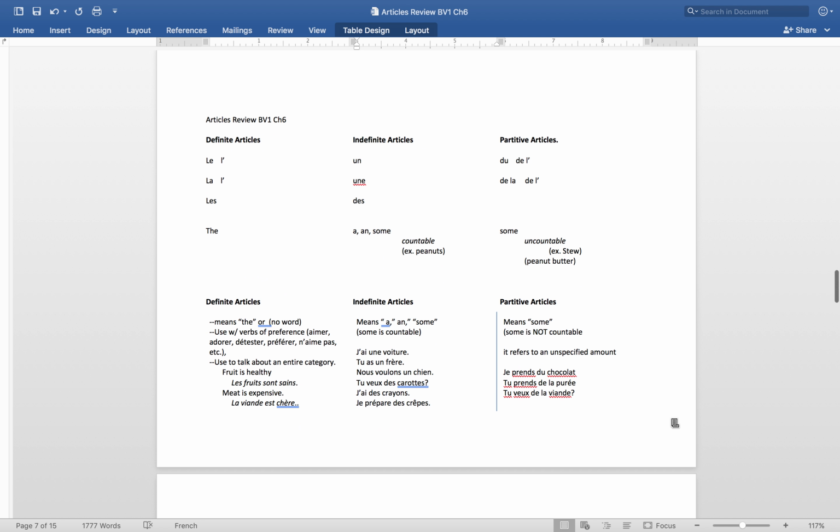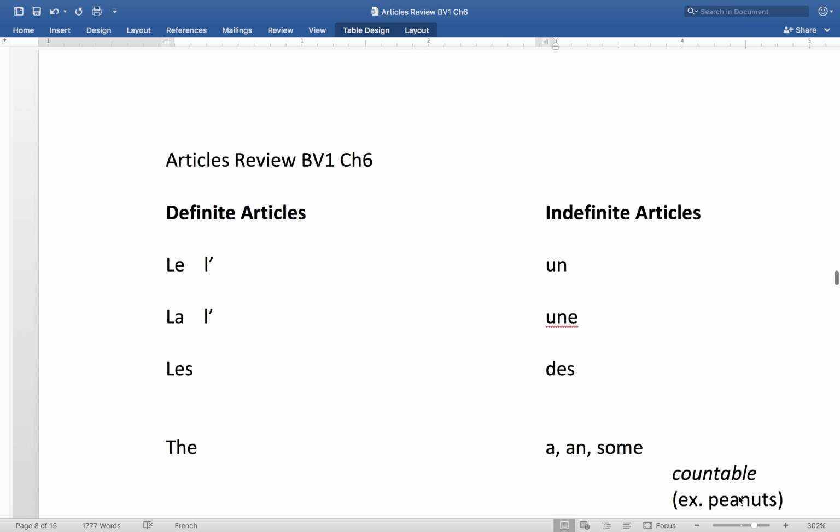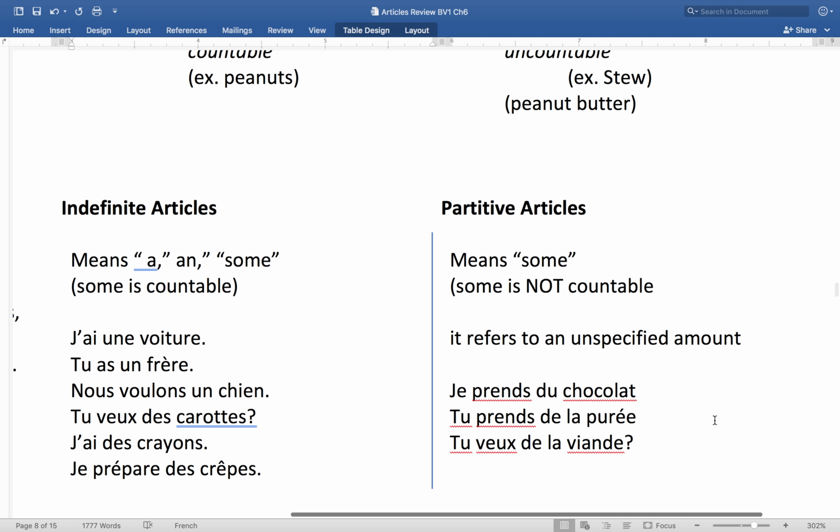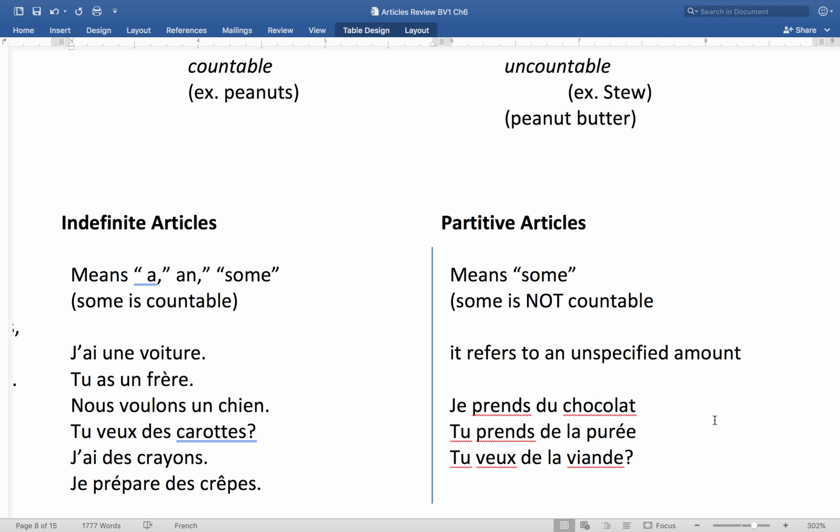So now, when do we use partitive articles? So let's zoom in on that right now. When do we use a partitive article? Now remember, partitive articles always mean some, but that some is not countable. It refers to an unspecified amount. So, je prends du chocolat, it means I take some chocolate or I have some chocolate. Tu prends de la purée, you have some mashed potatoes. La purée, yes, technically it means puree, but it really means pureed potatoes. If you say la purée, it means mashed potatoes, okay?